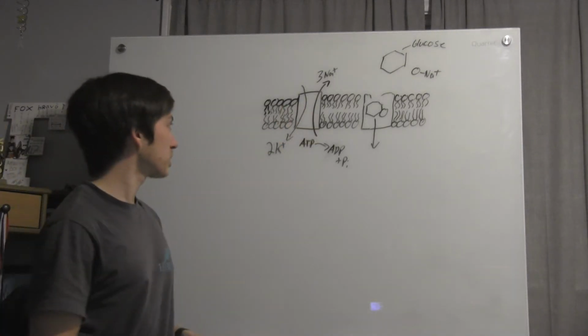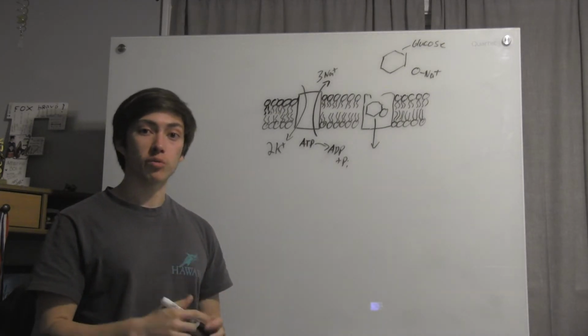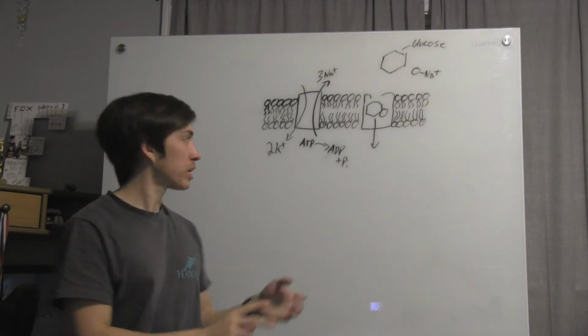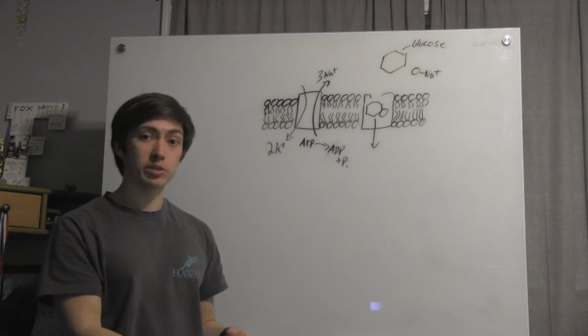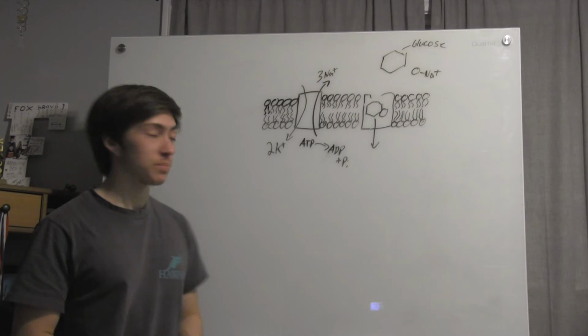Hi guys, so today I'm going to be talking about a couple different types of transport, right? So I'm going to talk about active transport, secondary active transport, cotransport, and what antitransport is. I'm going to clear all these things up.